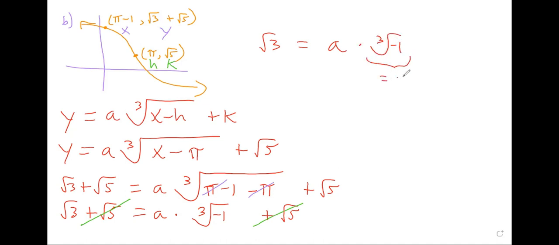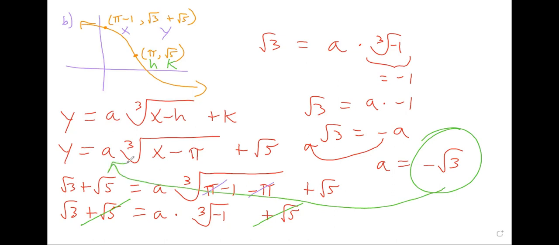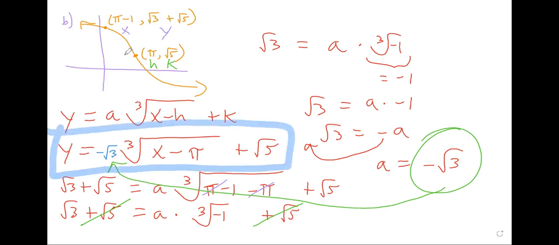But the cubic root of -1 just equals -1. So this is a times -1, and so this is -a. And if you kick the negative to the other side, we discover that positive a equals negative square root 3. And we know where that goes. That goes back in here. So what I can do is erase this a over there, and here in blue, I'll just fill in negative square root 3. Negative square root 3. And I can box that in to get our final answer. See that? That would be the equation that goes with this graph there.